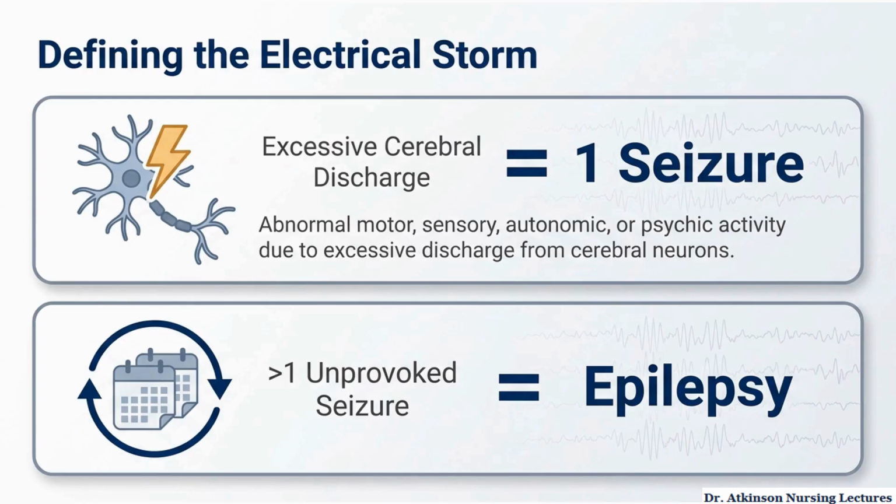Now, one seizure alone does not automatically mean epilepsy. Epilepsy is defined as more than one unprovoked seizure. That distinction matters clinically because some seizures are triggered by temporary problems like fever, hypoglycemia, alcohol withdrawal, or electrolyte imbalances, while epilepsy involves a recurrent tendency toward seizures.